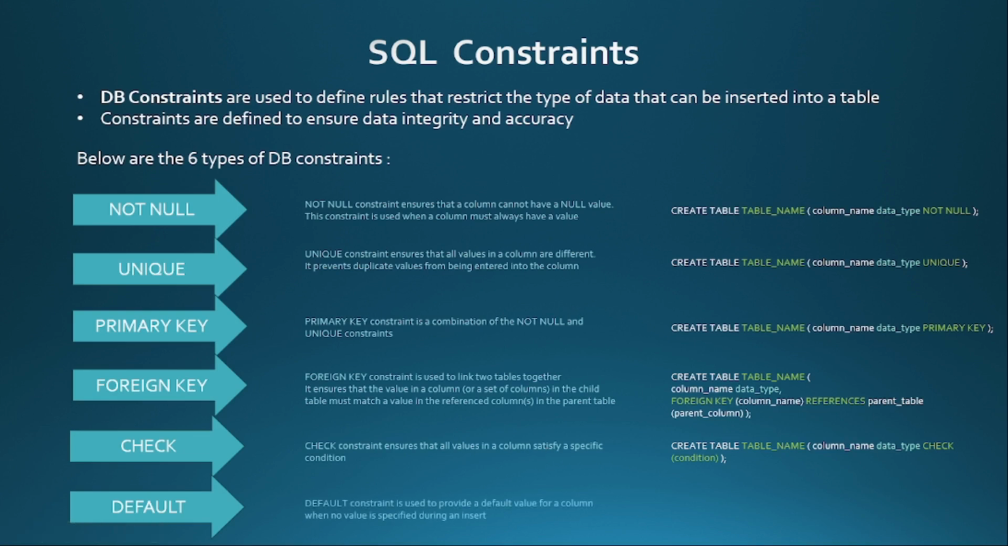Default constraint. Default constraint is used to provide a default value for a column. For example, whenever we don't want to provide any value to that column while inserting data, in that case we can provide a default value, and that default value will be inserted into that column. So these are all about the constraints, and we will move into the practical session.